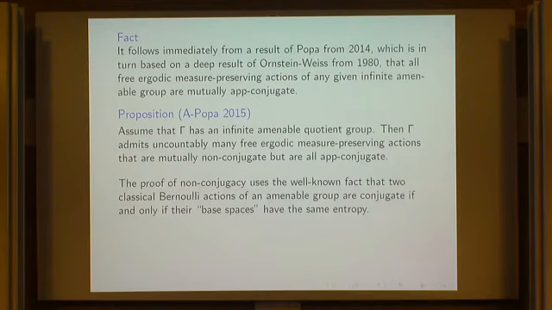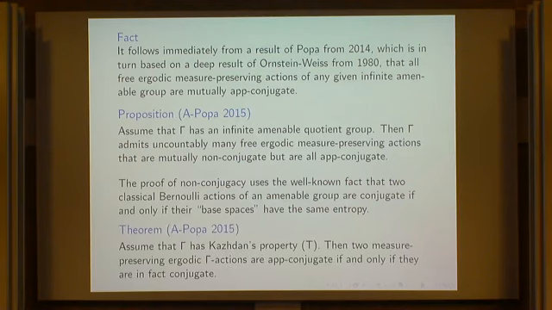So these are groups that have an infinite amenable quotient, and at the opposite end of the spectrum we have groups with property T, where the situation is the opposite. Assume that gamma has property T, and if you have two measure-preserving ergodic actions of that group that are approximately conjugate, then they're already conjugate.